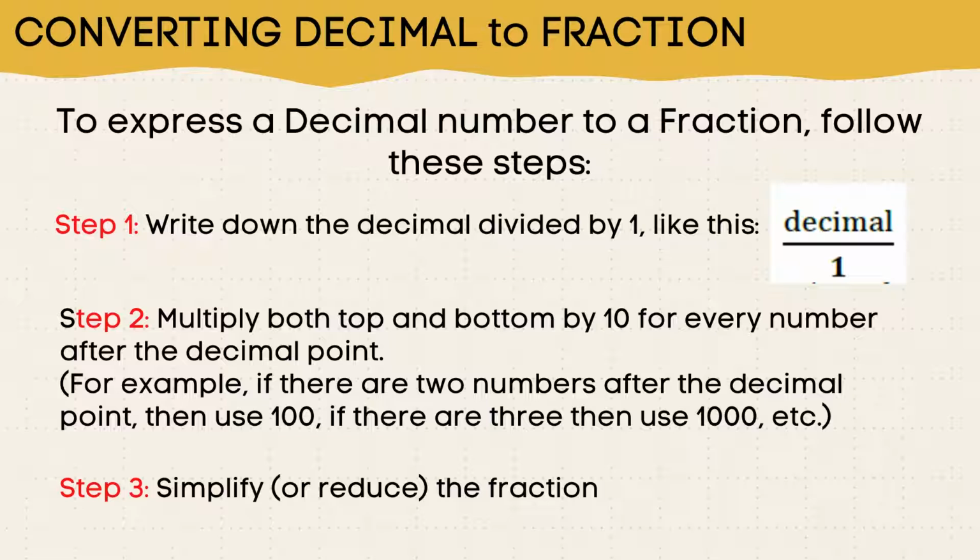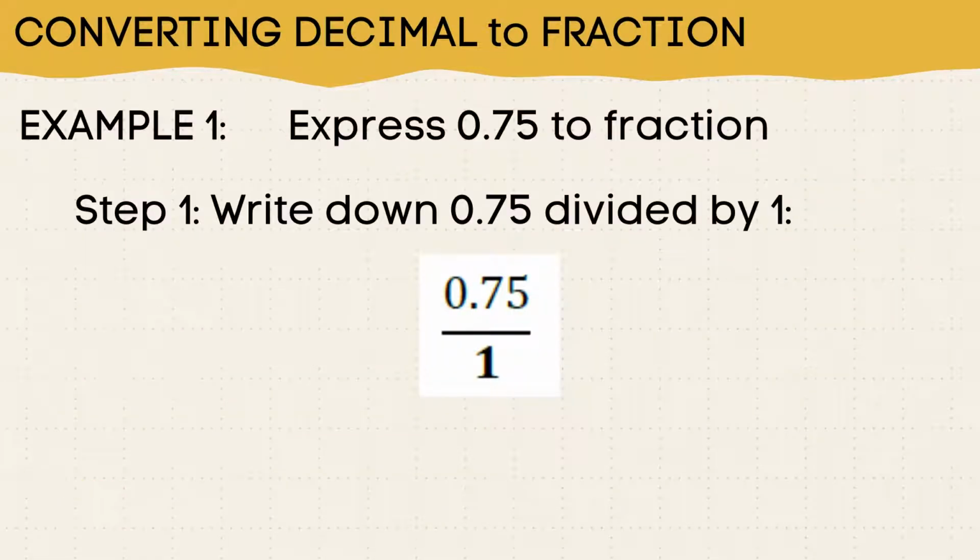And most importantly, step 3, simplify or reduce the fraction into its lowest term. All answers must be written in lowest term or else you will be marked wrong. Okay? So let us now try this skill by doing the first example. So for the first example, we have to express 0.75 as a fraction.